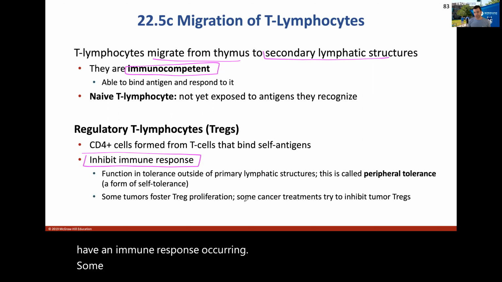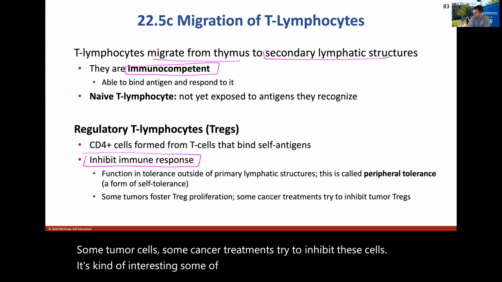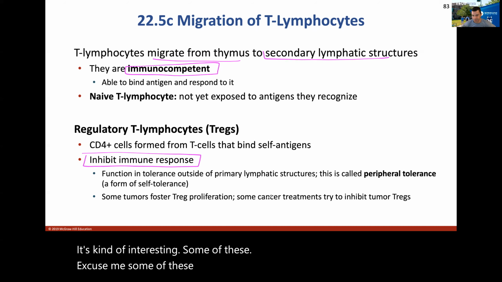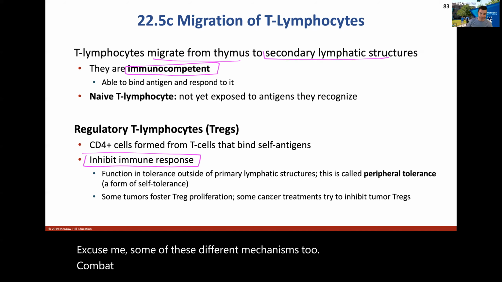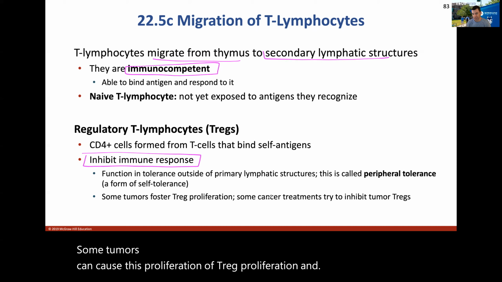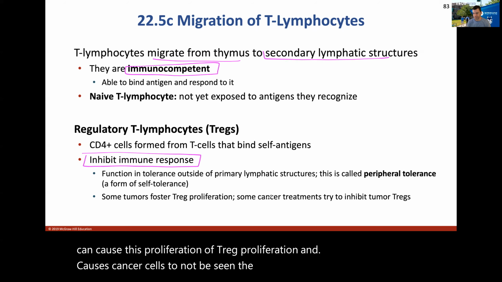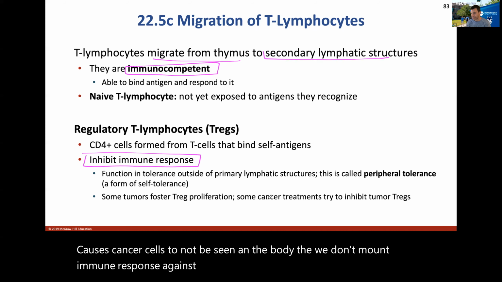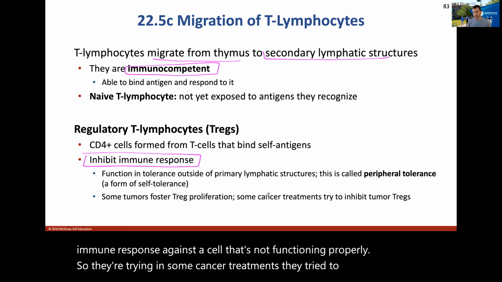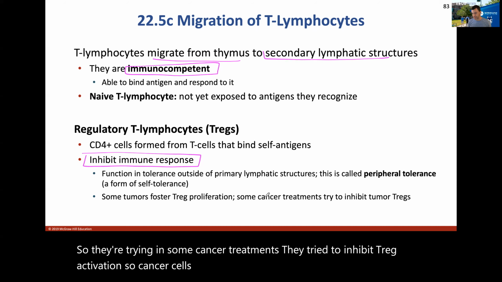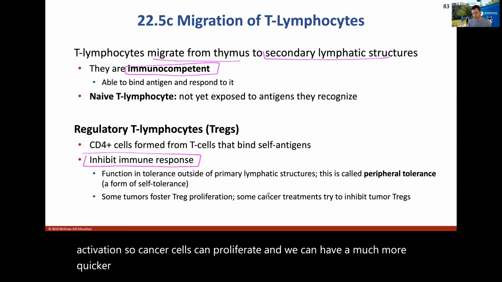Some cancer treatments try to inhibit these cells. It's kind of interesting, some of these different mechanisms to combat cancer and try to treat it. Some tumors can cause Treg proliferation and cause those cancer cells to not be seen, and the body doesn't mount an immune response against a cell that's not functioning properly. So in some cancer treatments, they try to inhibit Treg activation so cancer cells can't proliferate and we can have a much quicker targeted response without a proliferation of cancerous tissues.